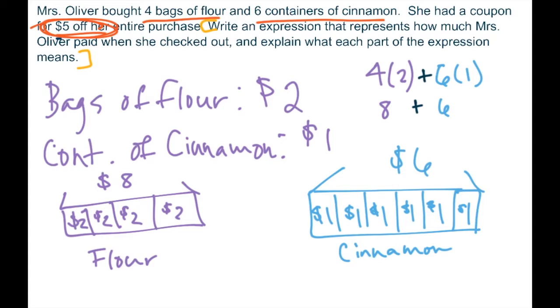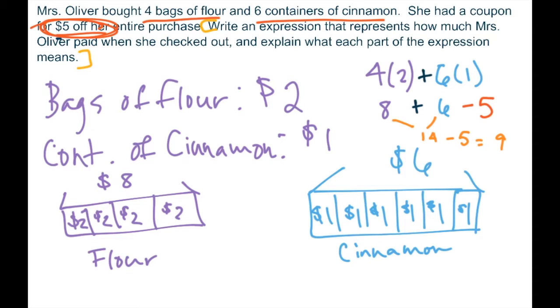Well, if I'm thinking about taking money off of a purchase, I'm taking it away from the total, so I'm going to subtract that $5. And now I can go ahead and say, okay, 8 plus 6 would give me 14, minus 5 would be 9. So if I were actually going to solve this out, I could do it that way.